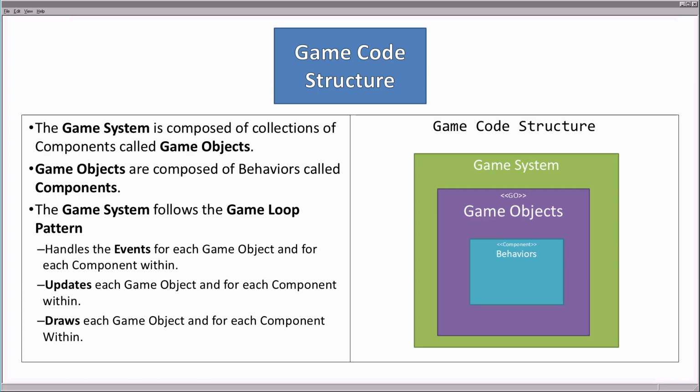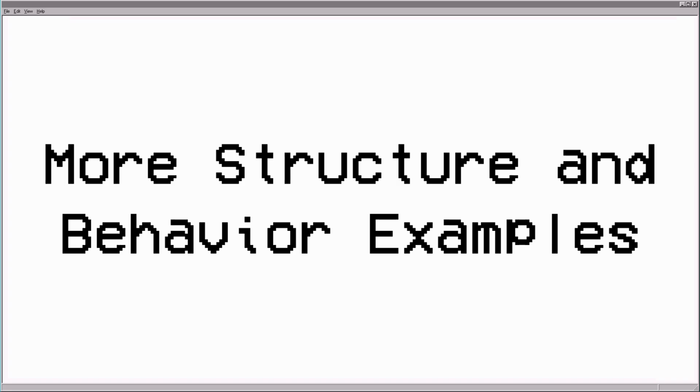The big overall structure is the game system is composed of a collection of components called game objects. Game objects are composed of behaviors called components. The game system follows the game loop pattern. It handles events for each game object for each component within. It updates each game object and for each component within. It draws each game object for each component within. Now that we have gotten that out of the way, we can move on to more structure and behavior examples.